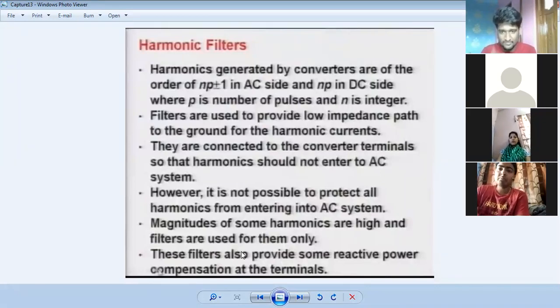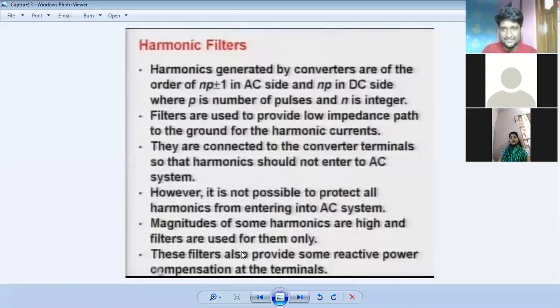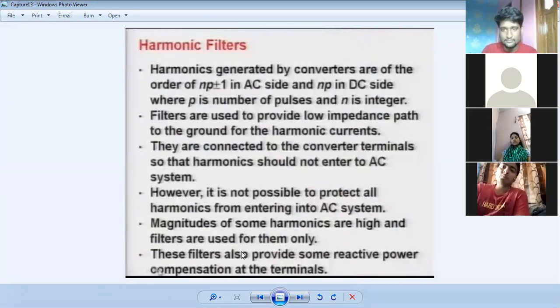Next, it is not possible to protect against all the harmonics from entering the AC system. Some harmonics will enter the system. Next, the magnitude of some harmonics is high and filters are used only for them. So we can cancel out those harmonics which are very high in magnitude.